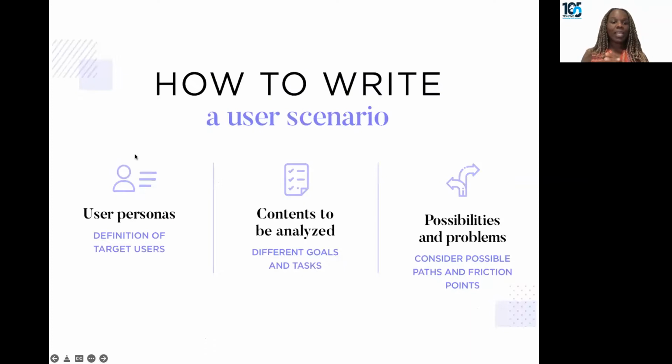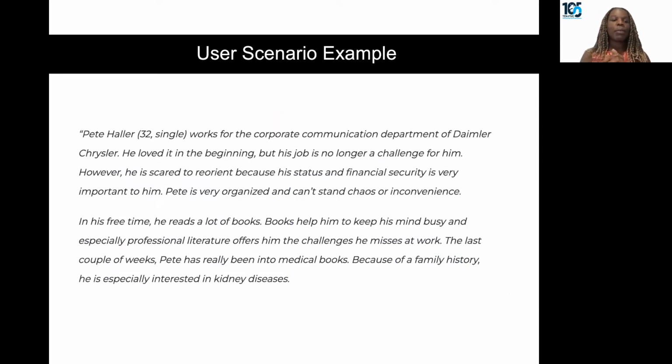So when it comes to writing a scenario, we use our user personas, which are our targeted definitions of our users, and contexts to be analyzed. So what are their different goals and tasks and possibilities and problems, considering the possible paths and points of friction. So this is a user scenario I want us to take a look at.